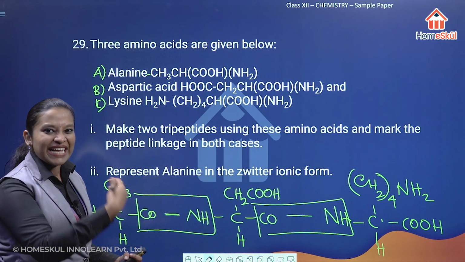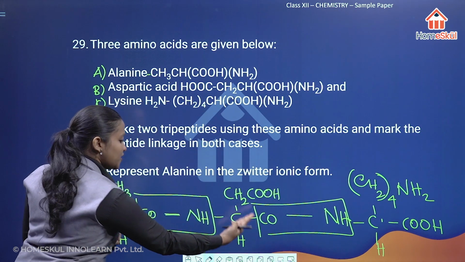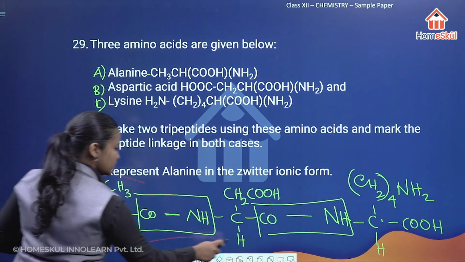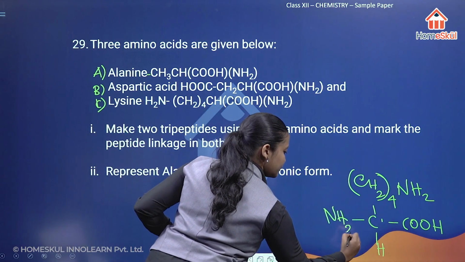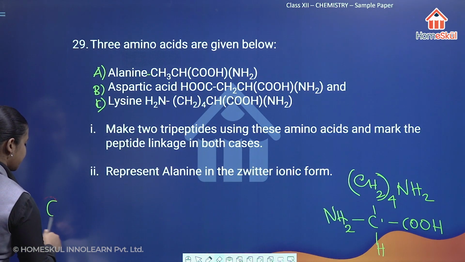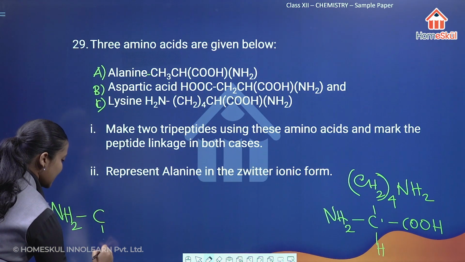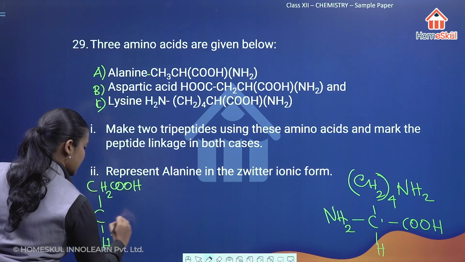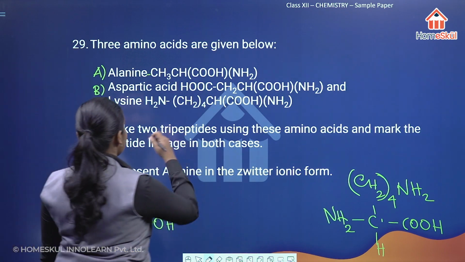Now we can form the second tripeptide by the BAC form. We can just switch the second and third ones. Let's see how it is done. Let's write aspartic acid first. That is NH2, CH, CH2COOH, COOH. This is aspartic acid, and we can write alanine second.